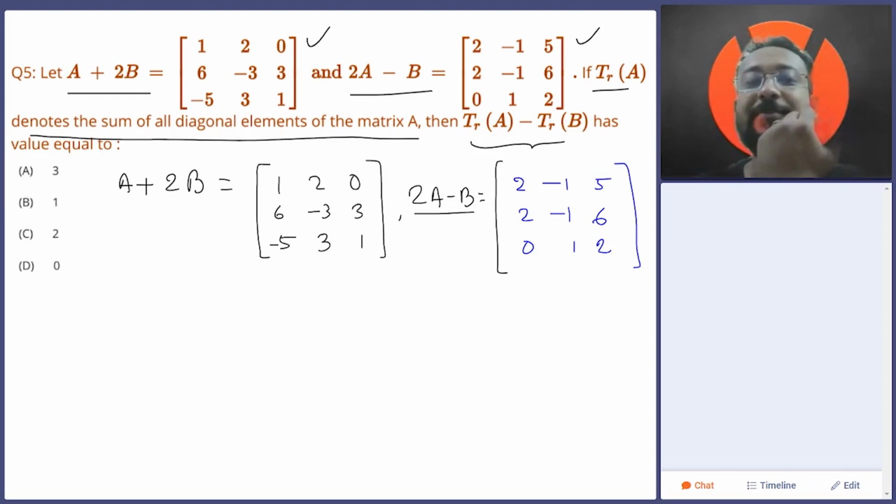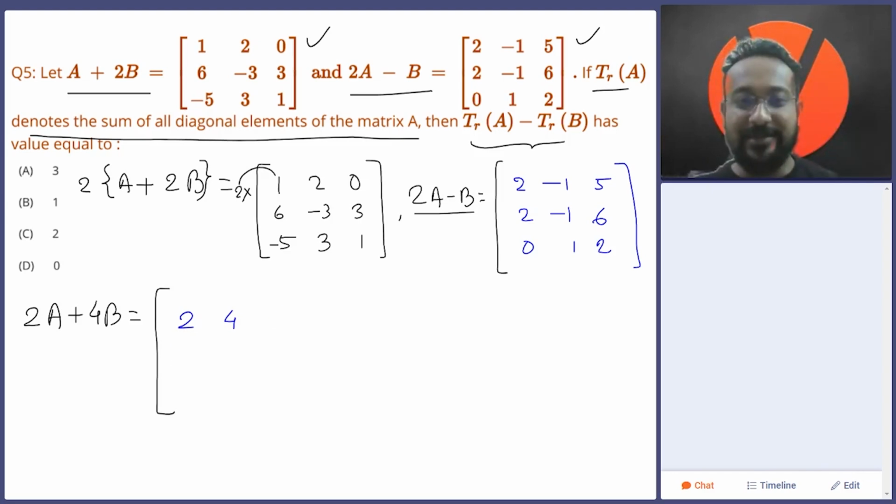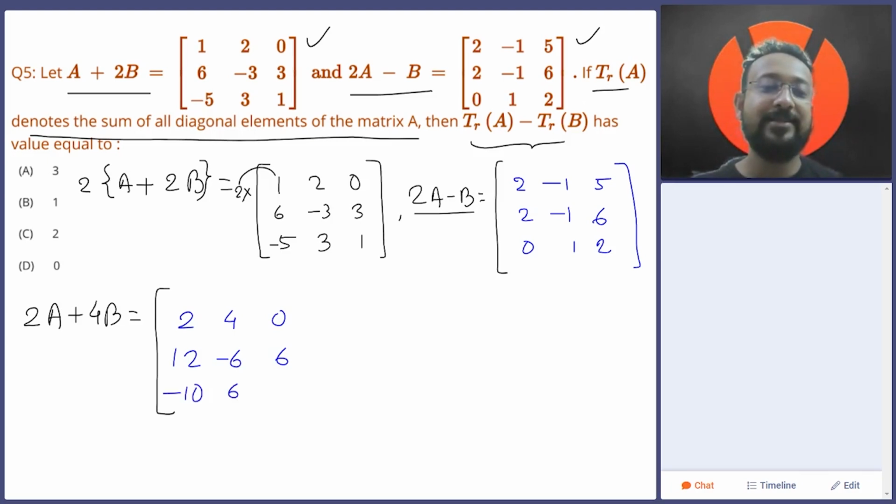So I think if I multiply 2 in this entire thing, there is 2 here, then I have to multiply 2 also here. So this happens to be 2A plus 2 times 4B is equal to, as you know, in a matrix every element will get multiplied with a factor. So it will change to how much? 2 ones are 2, then 4, then 0, then 12, then minus 6, then 6. Then it will be minus 10, then 6, then 2.